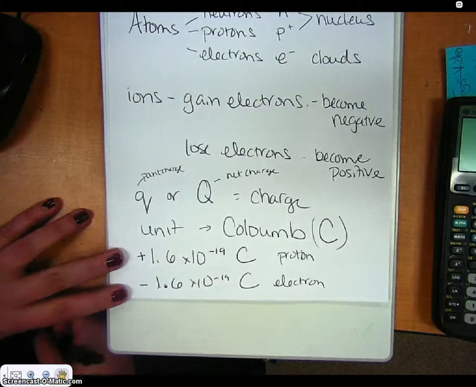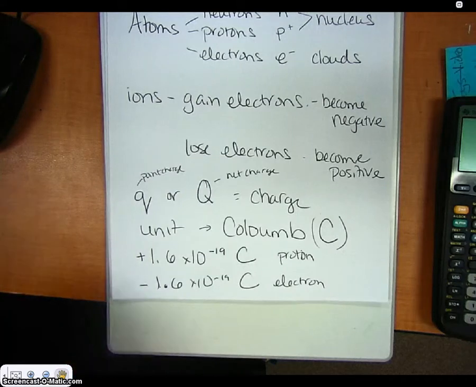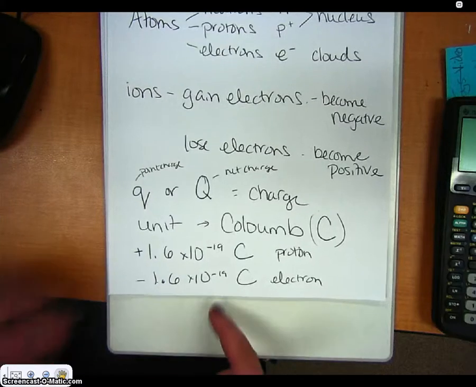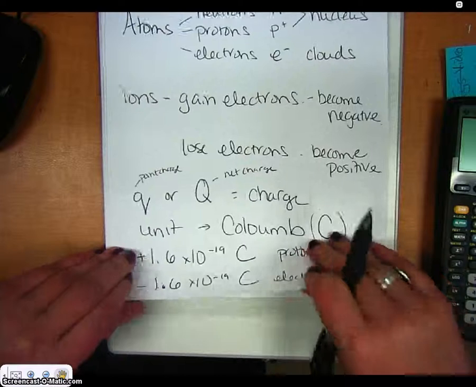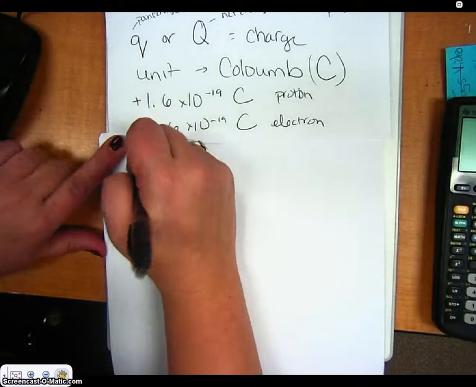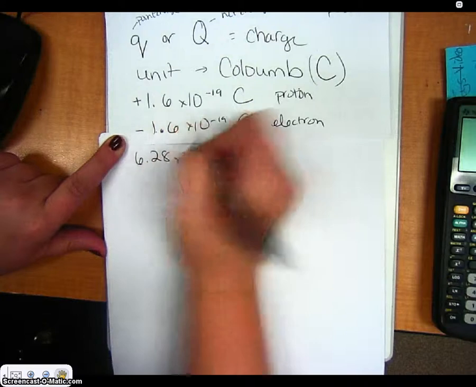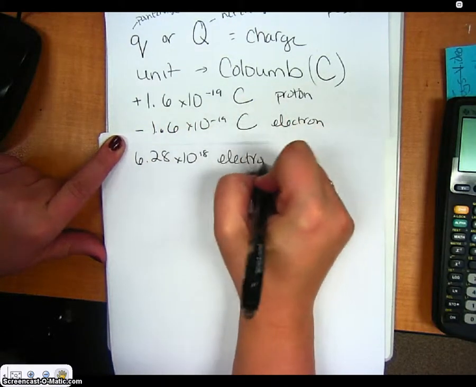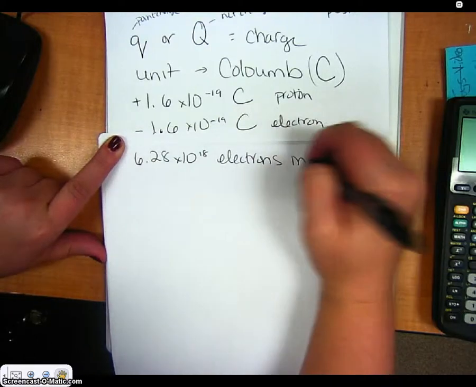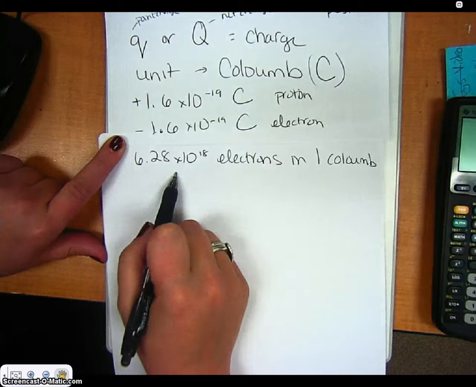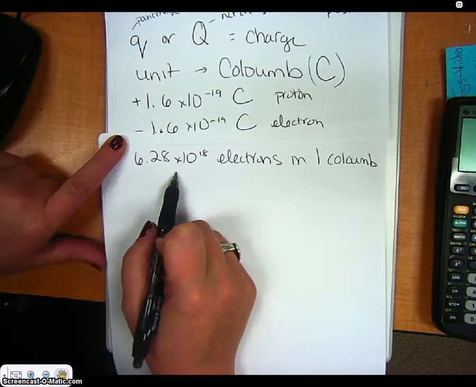Now, if we were then to take the inverse of that, we could figure out how many electrons make up 1 coulomb. If we do the inverse of this number, we get the number of electrons that make up a coulomb of charge, and it's actually 6.28 times 10 to the 18th electrons in 1 coulomb. So we're talking about a huge number of electrons that make up a coulomb of charge.